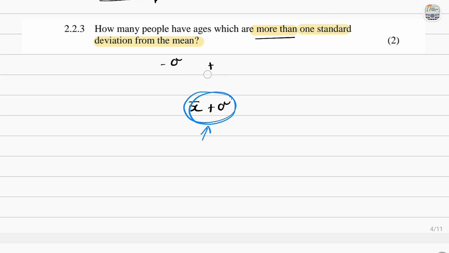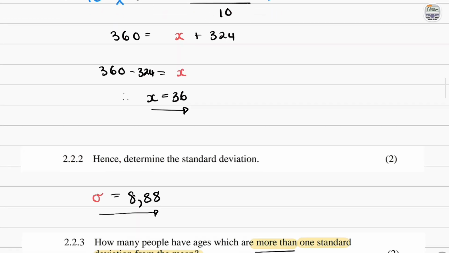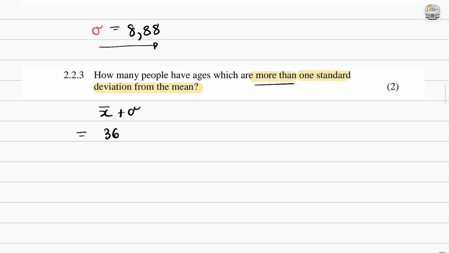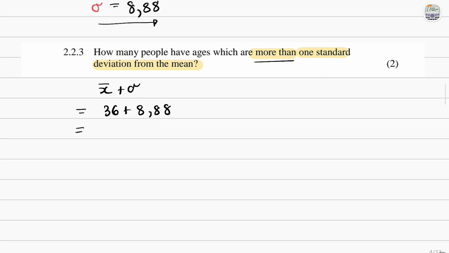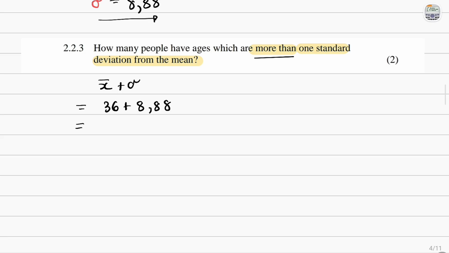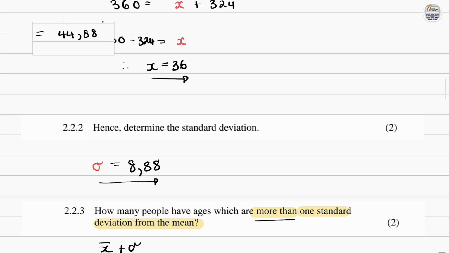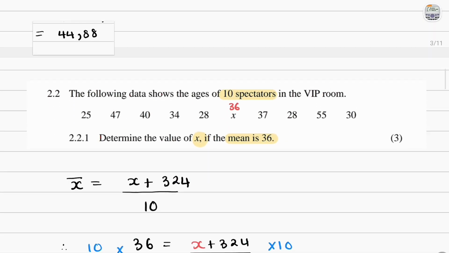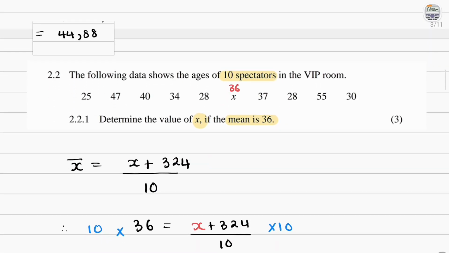Okay, so let's go ahead and find this. We're going to find the mean plus the standard deviation first, and then find the numbers that are more than this or greater than this. So the mean is 36. We'll say 36 plus 8.88, and we'll just get our answer. That's going to be 44.88. And we just need to find numbers that are greater than this. So let's go look for numbers that are bigger than this.